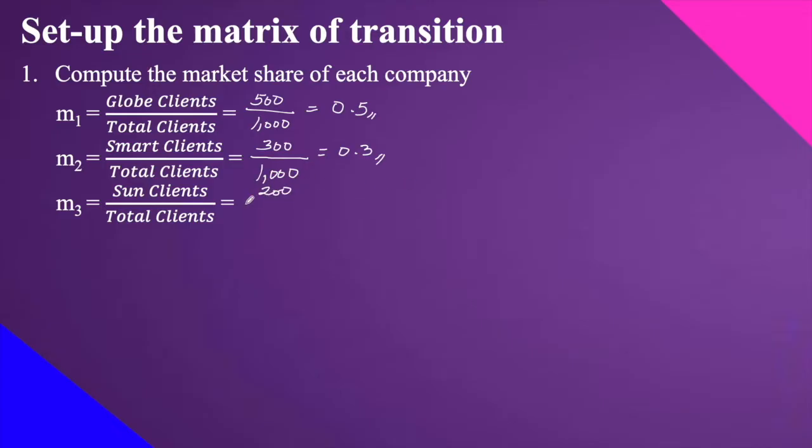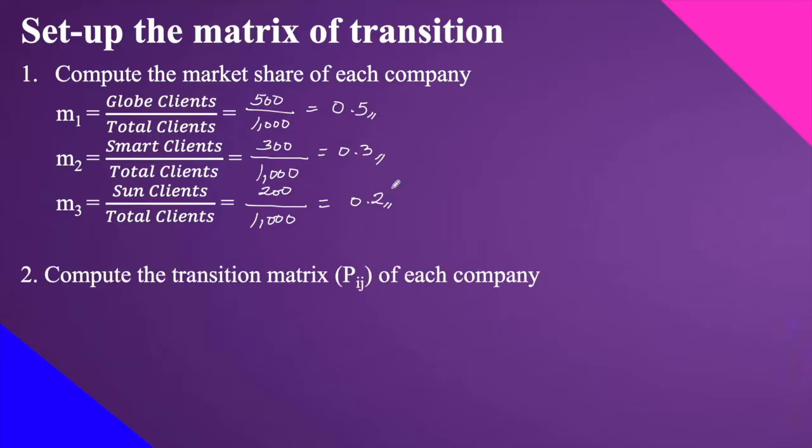So, let's have it here. 200 over 1,000. And this is 0.2. Okay? And those are their market shares: 50% for Globe, 30% for Smart, and 20% for Sun. So, the next thing to do is to compute the transition matrix of each company.